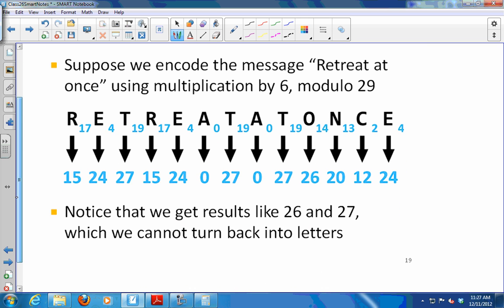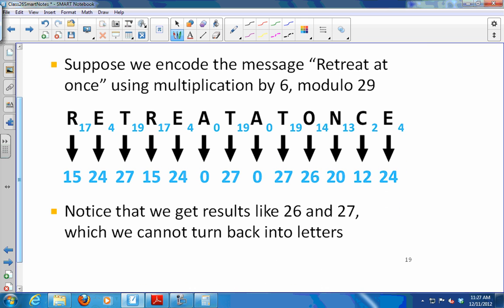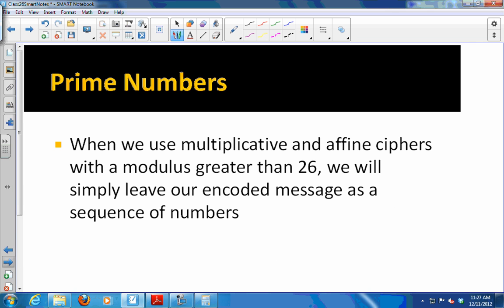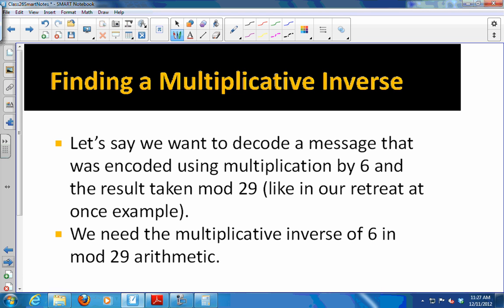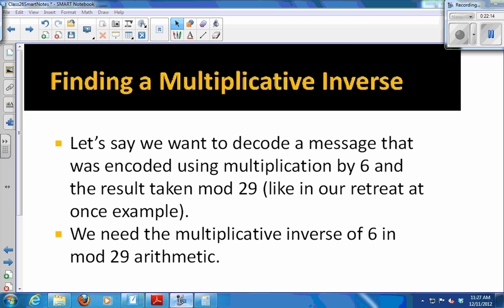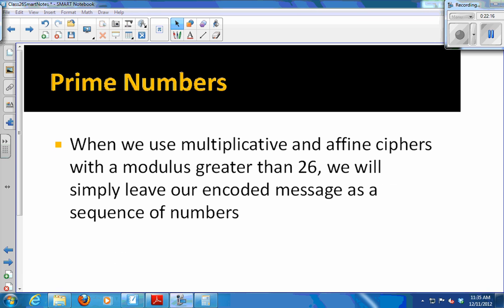Okay, so yeah, we get numbers like 26 and 27, which we cannot turn back into letters. So when we use multiplicative and affine ciphers, if we use a modulus bigger than 26, we simply leave our encoded message as a sequence of numbers, and you send a sequence of numbers instead of a sequence of letters. Okay, so before we go into how to decode, now I'm going to give you one to practice. It looks like everybody seems pretty comfortable encoding, right? Follow the directions, multiply by 4, add 3, take the result mod 29, and you do not turn it into letters at the end, right?